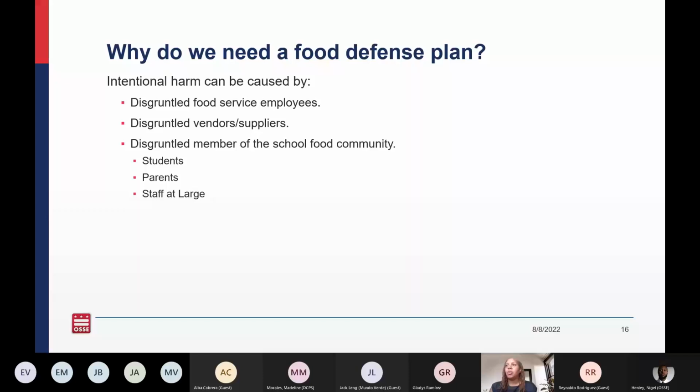All right, so again, while we don't want to think about it, why do we need a food defense plan? Again, you may have a disgruntled food service employee, you may have vendors or suppliers that seek to do you harm. And also, believe it or not, sometimes disgruntled members of the school food community themselves can seek to do harm to our students or just our plan to keep food safe. So again, not saying that we have this happen often, but the potential does exist that we could have to protect our food from intentional contamination.